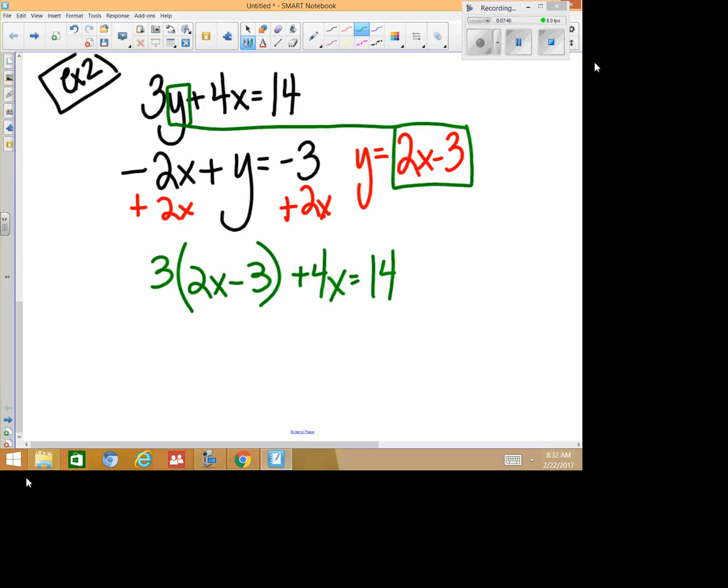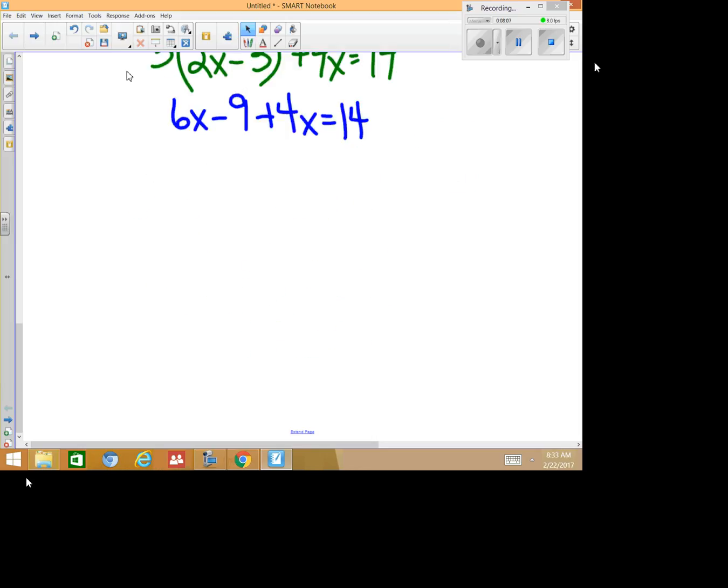Now use your distributive property. 3 times 2 is 6, bring your x. 3 times 3 is 9. Plus 4x equals 14. Add 9 on both sides. Put your x's together.